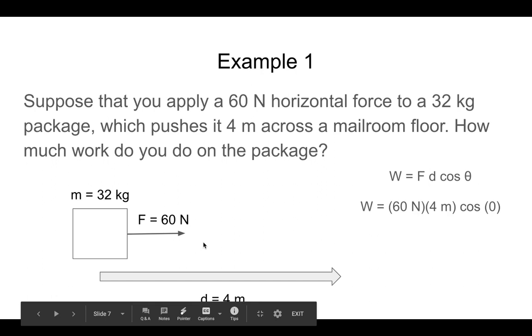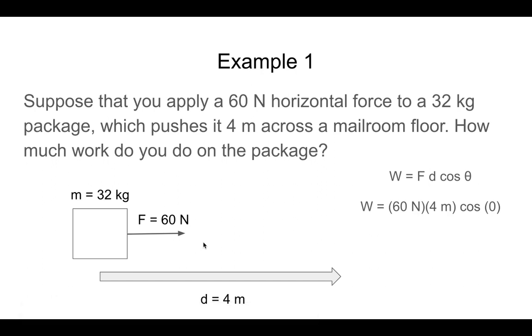So we get work is equal to 60 newtons times 4 meters times the cosine of 0. We end up getting that the work done is a positive 240 joules. Since the work done is positive, that means that we are increasing the kinetic energy of the object. So that object would be speeding up.